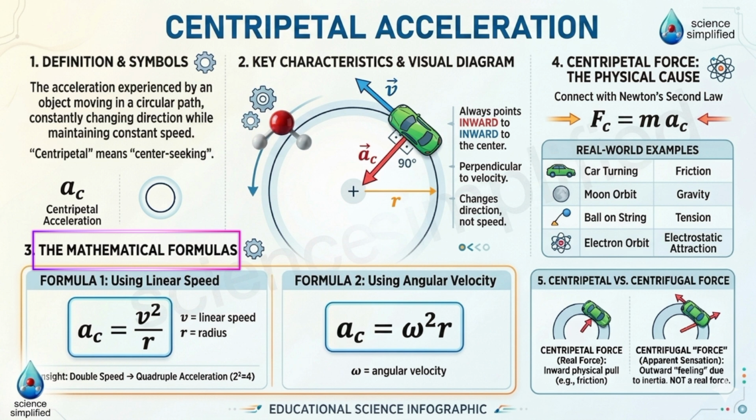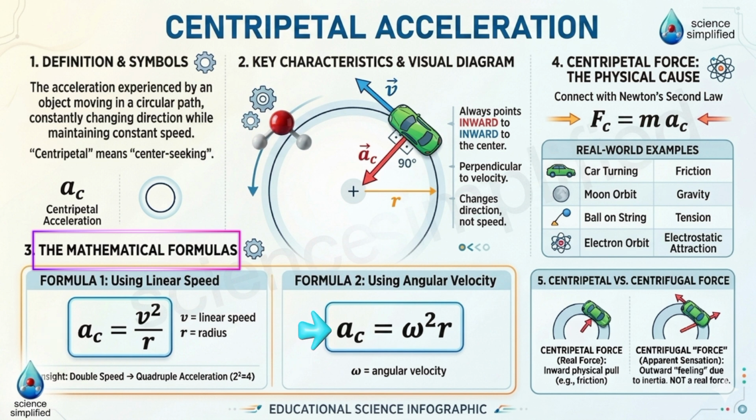Next is section 3. The mathematical formulas. There are two main formulas used to calculate centripetal acceleration. The first formula uses linear speed, a c equals v squared divided by r. Here, v represents linear speed, and r represents the radius of the circular path. An important concept to remember is that velocity is squared. This means if the speed doubles, the centripetal acceleration becomes 4 times greater.